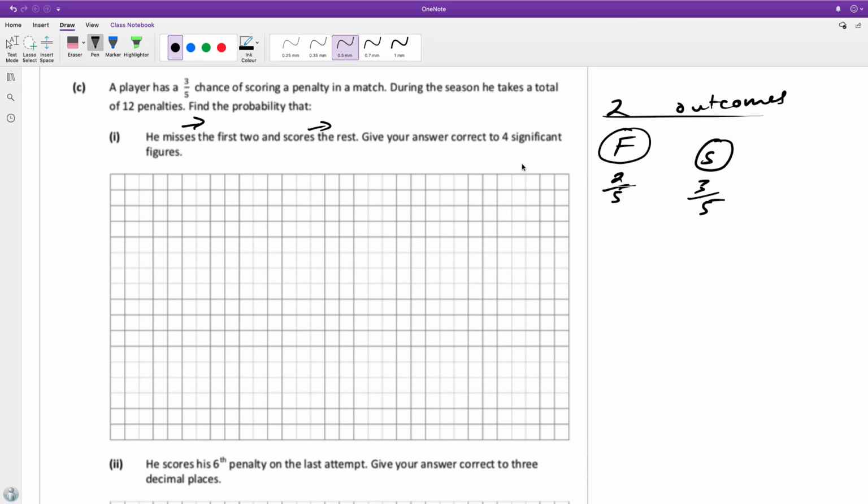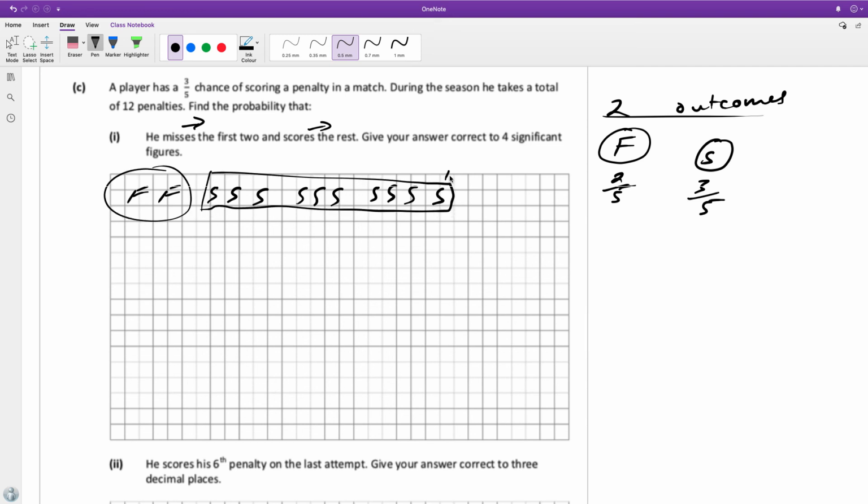3 over 5. He misses the first 2 and scores the rest. Fails, fails, and then he takes 12. Scores, scores, scores, scores, scores, scores, scores, scores, scores, scores. Fails with the first 2. Scores with the next 10. Be happy with that? So that's fails, which is 2 over 5. He fails and fails.